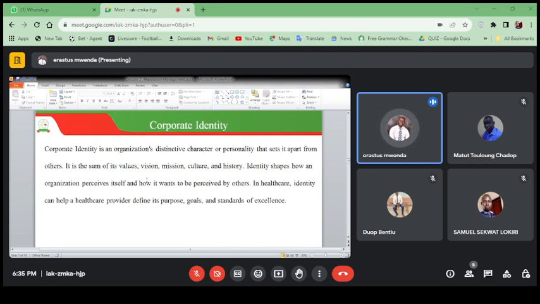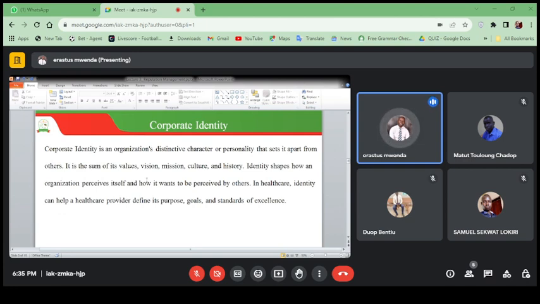We have also something we refer to as a corporate identity. And we are saying this is an organization's distinctive character or personality that is going to set it apart from others. We have just talked about competitive advantage, where you are set apart. You are placed in a position better than the rest. So corporate identity is a combination of what values you hold as a healthcare organization, what your vision is, what your mission is, what the culture of that organization is, what the history is.